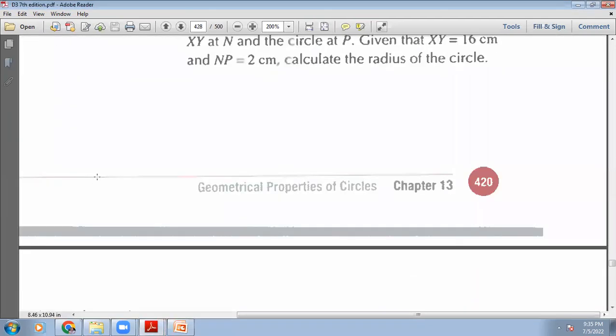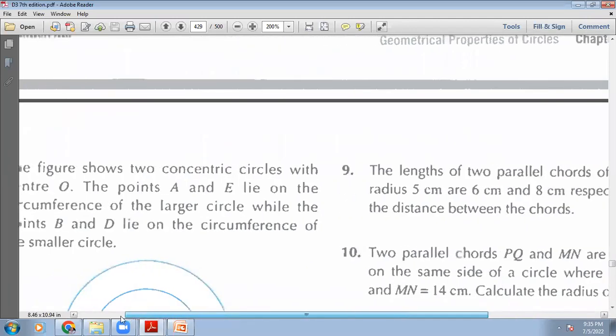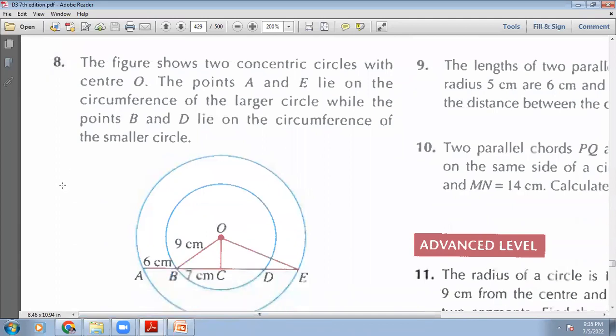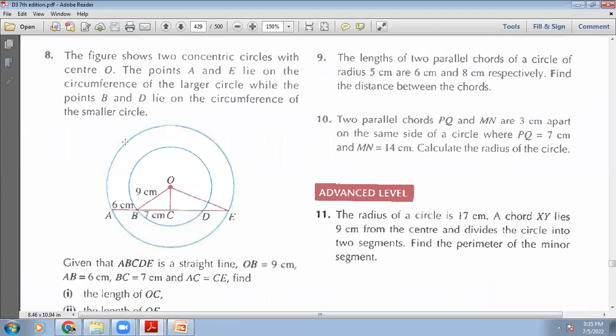Okay, so let's go to the next question, and the next question will be question number 8, and here we go. So question number 8 is showing up on your screen. It says the figure shows 2 concentric circles with center O. The points A and E lie on the circumference of the larger circle, while the points B and D lie on the circumference of the smaller circle.